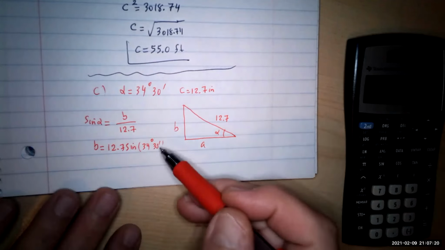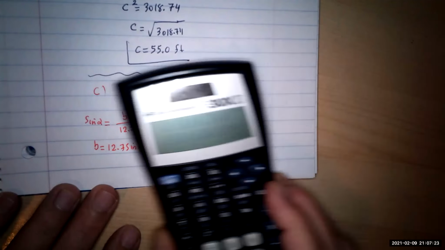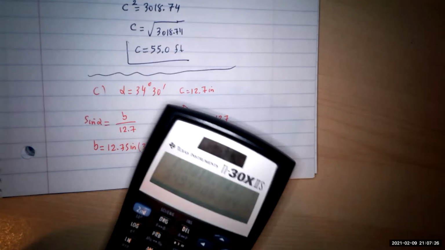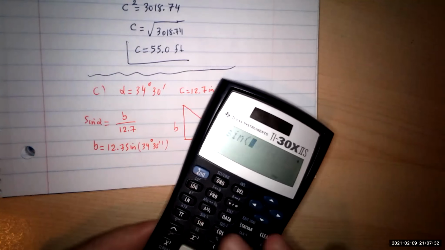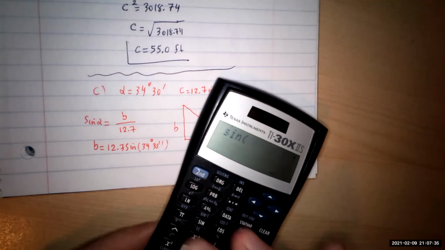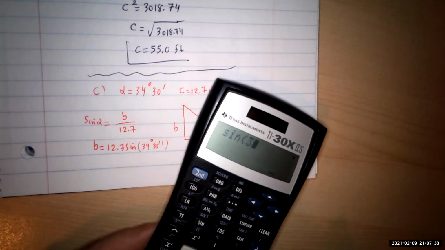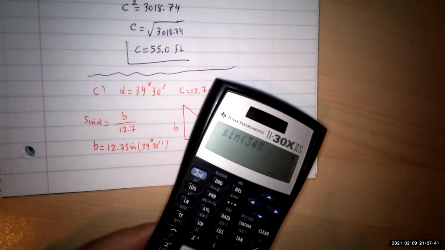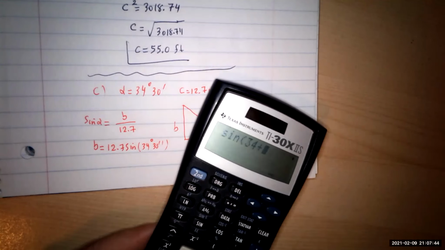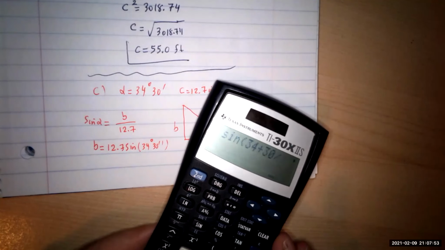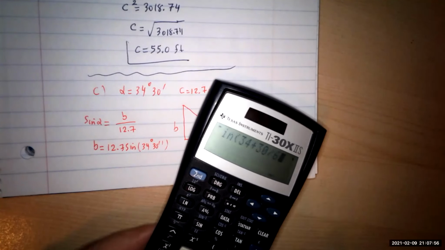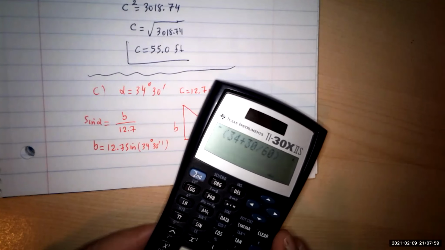You see, you can do all the operations at the same time. So this is how I did it. I want to find the sine. The sine of what? This is 34 degrees plus, remember, you have to divide this one. It's going to be plus 30 divided by 60. You better put the parentheses, otherwise that would probably give you an error.